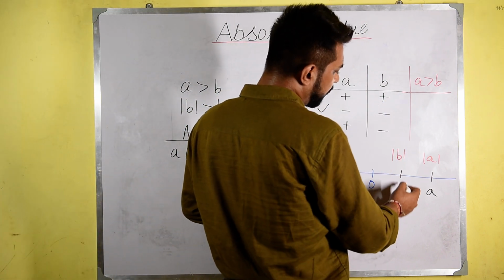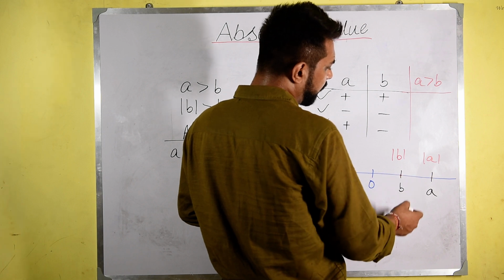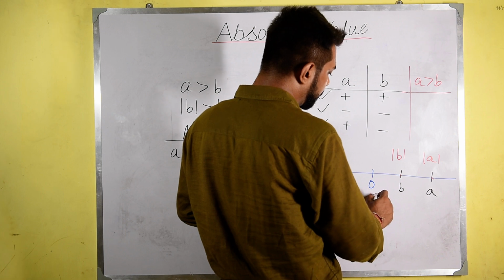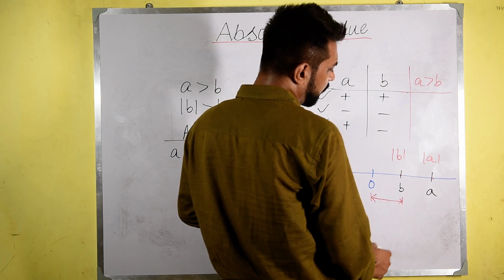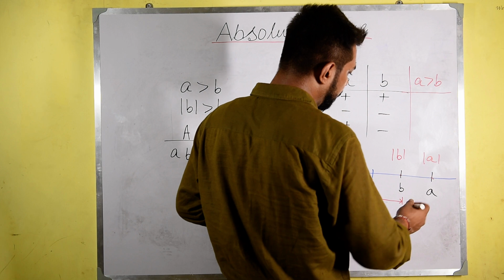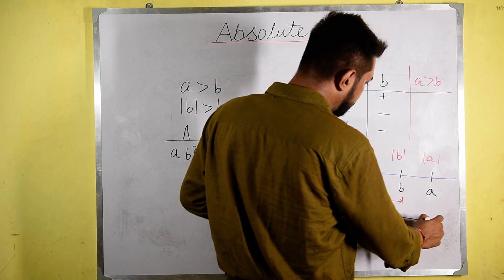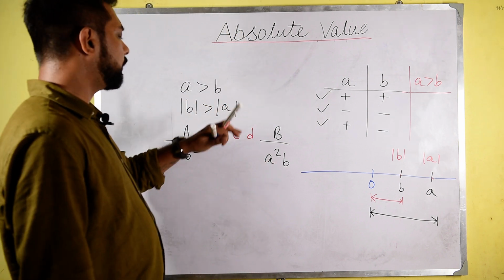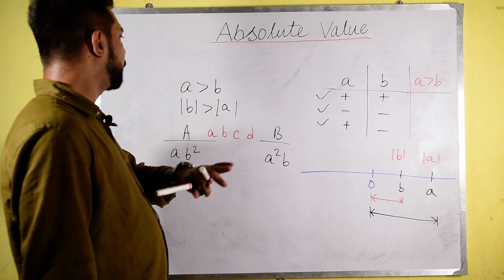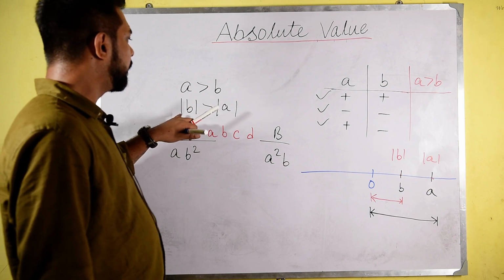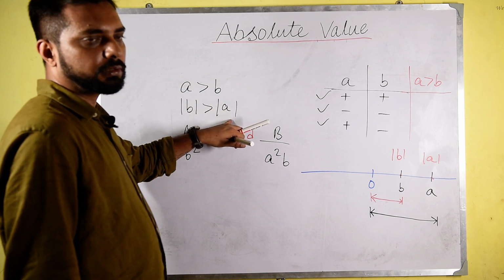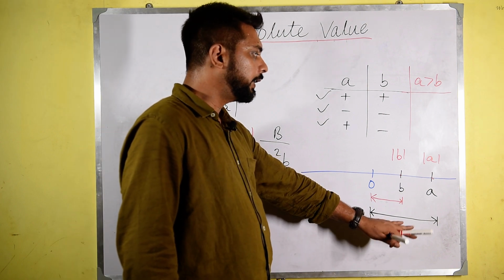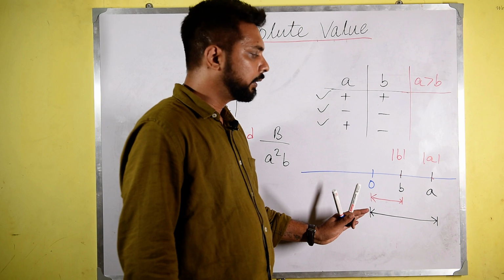Now see here that if mod B is this point, and mod A is this point, the distance of mod B or B from the origin is how much, guys? This much. And the distance of A from the origin is how much? This much, right? But we have to fulfill the second condition, that the distance of B from the origin should be greater than the distance of A from the origin, which is not fulfilling in this way when we are taking both A and B as positive numbers, right?